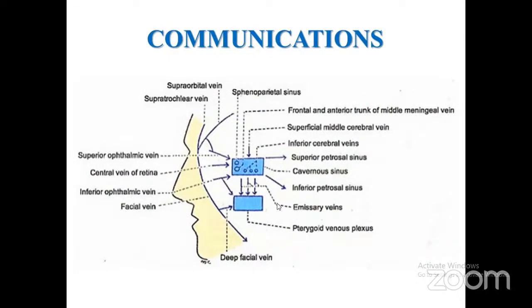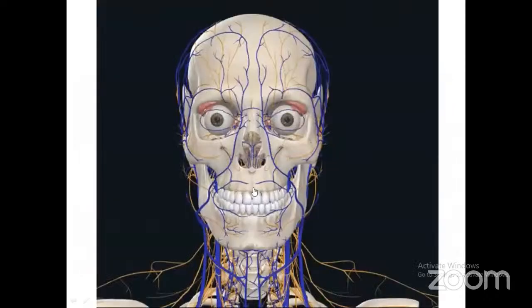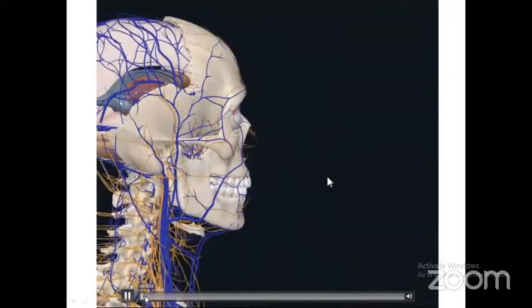schematic diagram how it is communicated with the different veins, and you can notice the pterygoid venous plexus present in the infratemporal fossa, communicating via emissary veins passing through which foramen? Foramen ovale. So let us see the cavernous sinus here in the animation.